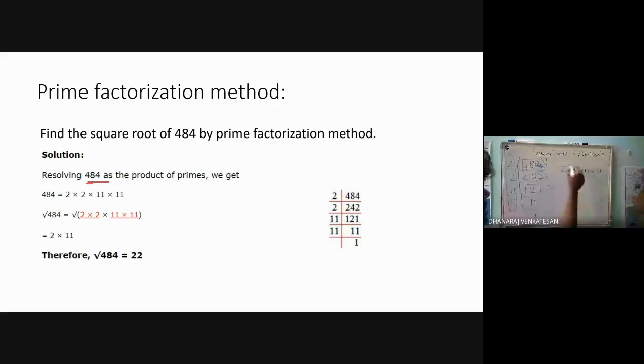For square root, you have to take the single number from a pair. From one pair, you have to take only one number. 2 into 11, obviously, is 22. 22 is the square root for the given number.